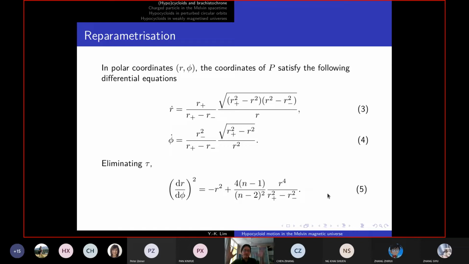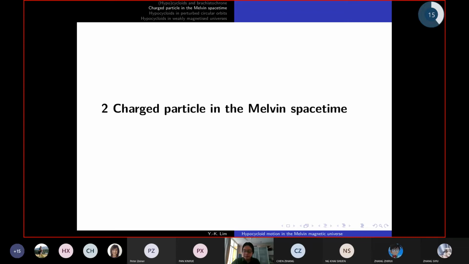So these three equations, the equation for r dot, phi dot, and dr d phi, will describe the curve. I'm going to keep this equation aside, and we will come back to this later. But so far, all these are the important features of the hypocycloids that I will use later.